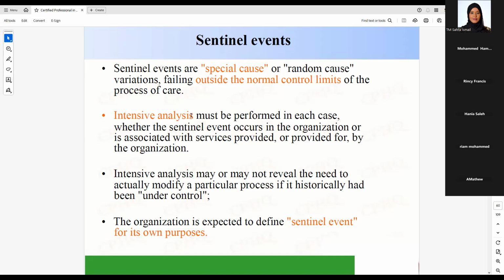Intensive analysis, remember, when we say the sentinel event review and all the detailed analysis, the questionnaire that goes into it, the investigation, the detailed study, the fishbone diagrams, all the review of the different processes that might have caused the sentinel event. That's why they call it intensive analysis. Yeah, this is a good important word to remember.